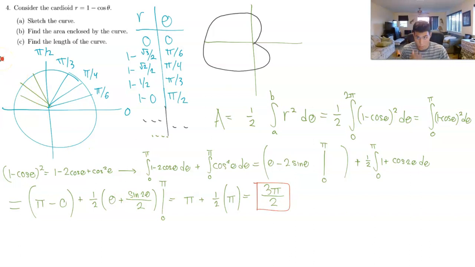Okay, this next integral, what are we going to do? Well, let's actually write out the integral. So we want to find the length integral. Again, it's from a to b, and I showed you guys the formula earlier. It's the square root of r squared plus (dr/dθ) squared dθ.